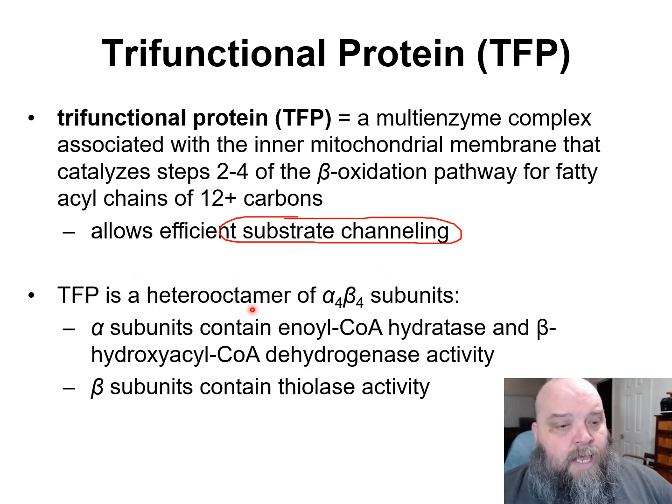This is what they call a heterooctamer. Hetero, different proteins. Octamer means it's 8. 4 alphas, 4 beta subunits. The alpha subunits contain enoyl CoA hydratase. The betas, hydroxyacyl CoA dehydrogenase. These are the 2 enzymes that we've seen within steps 2 through 4.